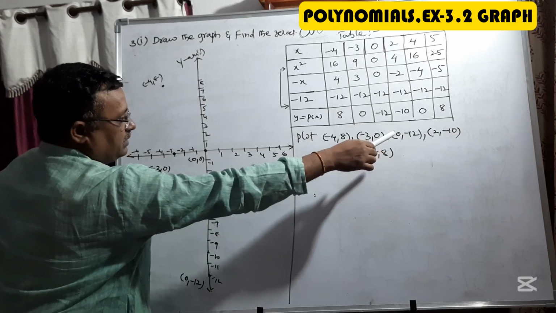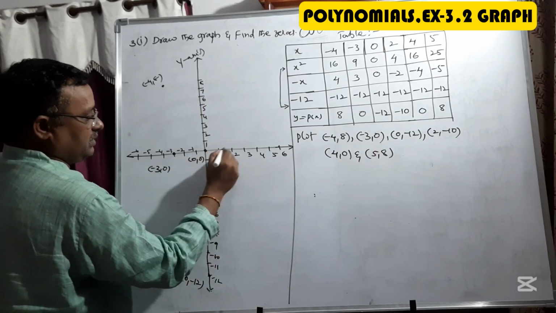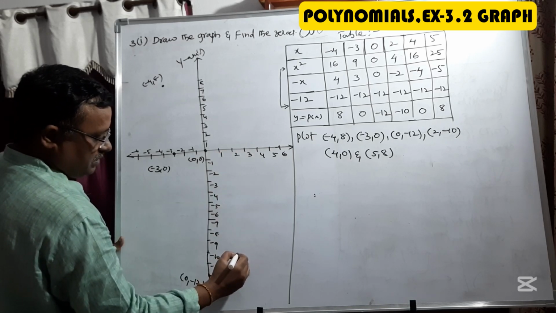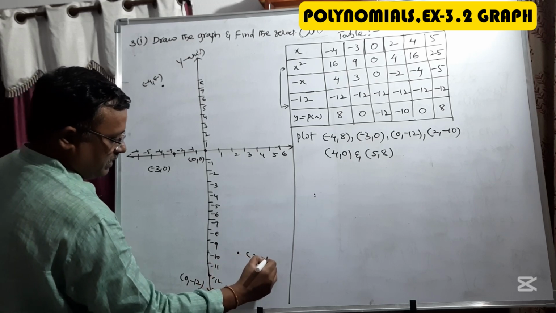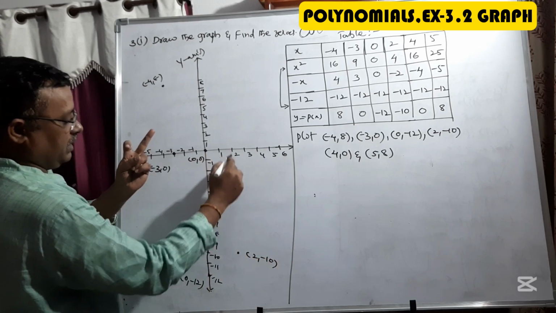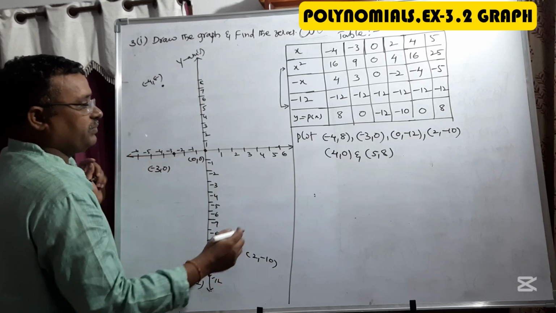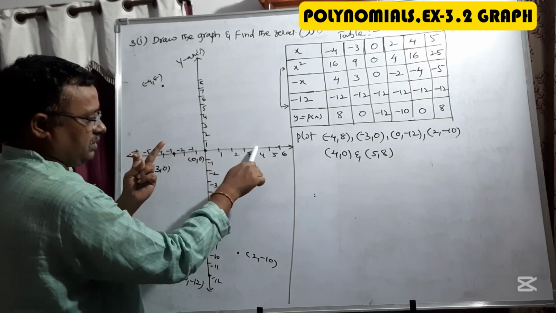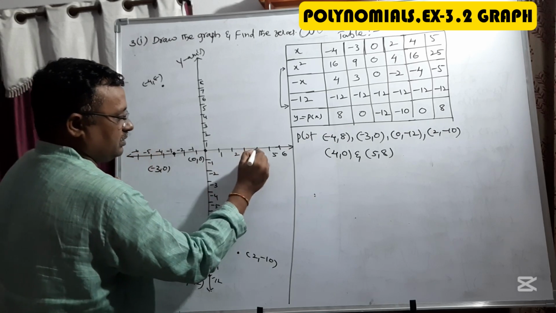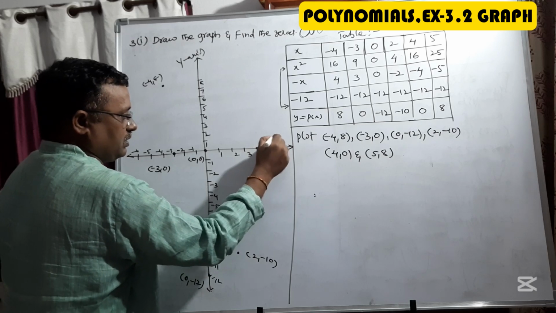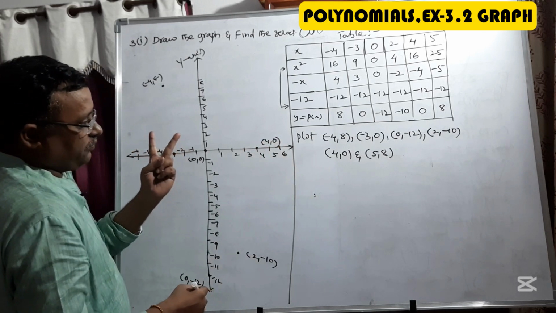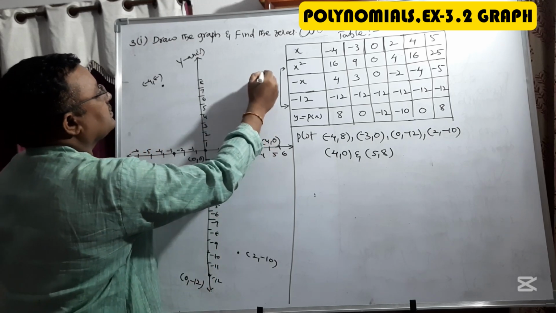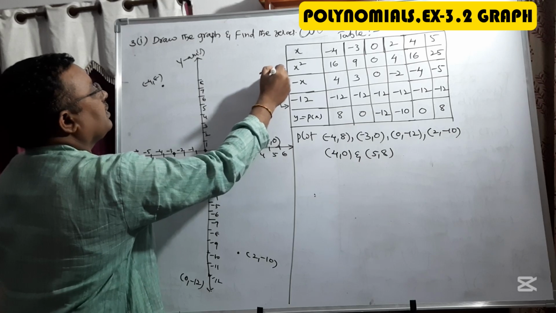Next point, ordered pair (2, -10). From the origin 2, -10. Together as a pair you have to consider this ordered pair (2, -10). Next, ordered pair (4, 0). From here 4, 0 means vertical movement 0. So this is the destination, (4, 0). Last point, ordered pair (5, 8). From the origin 5, 8. This one. This is (5, 8).